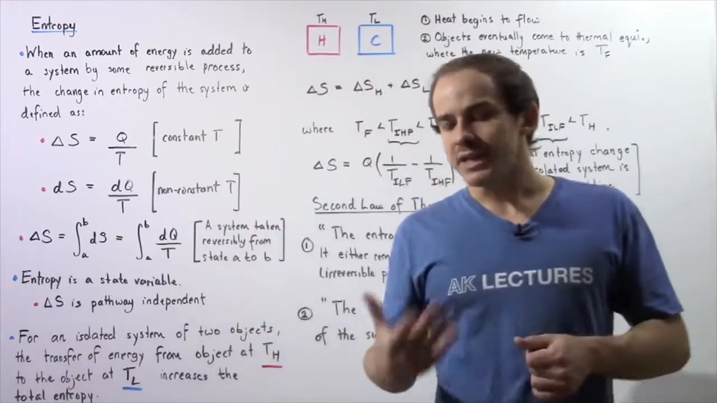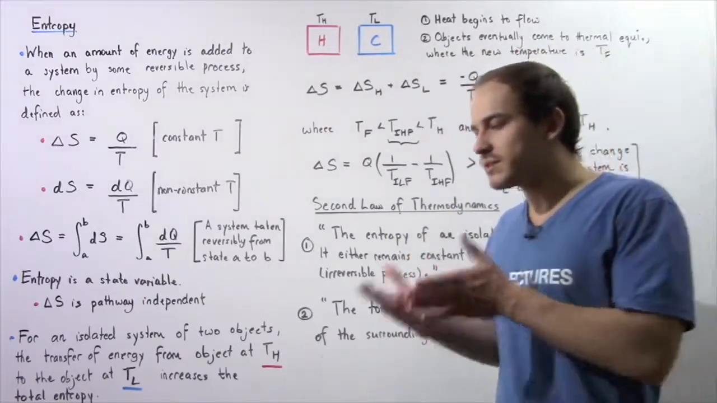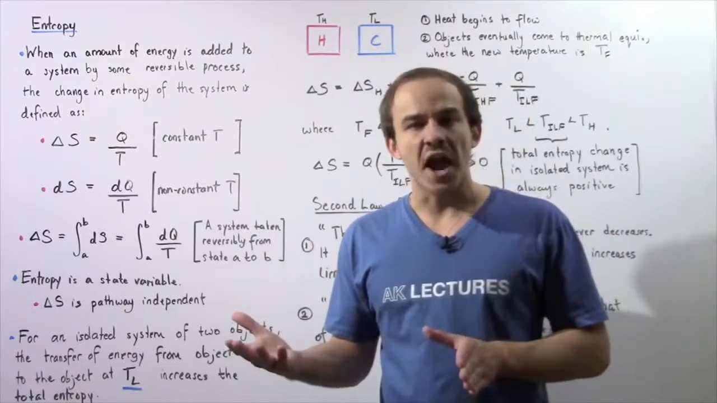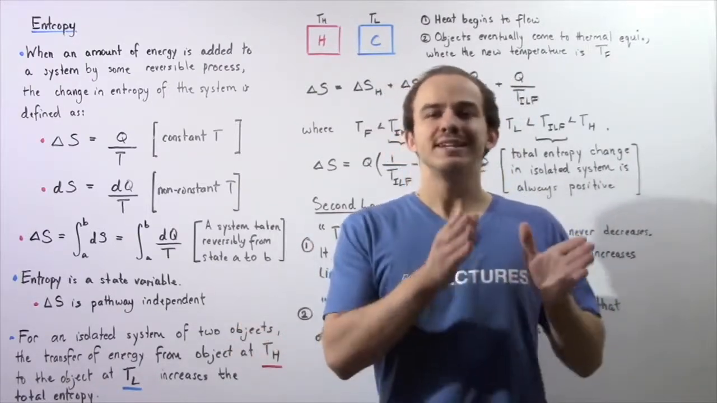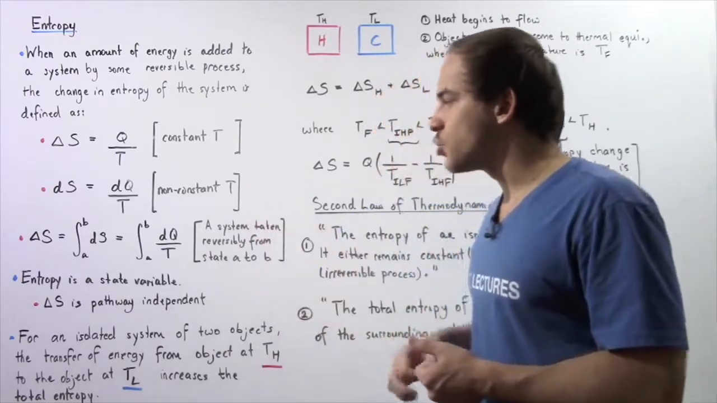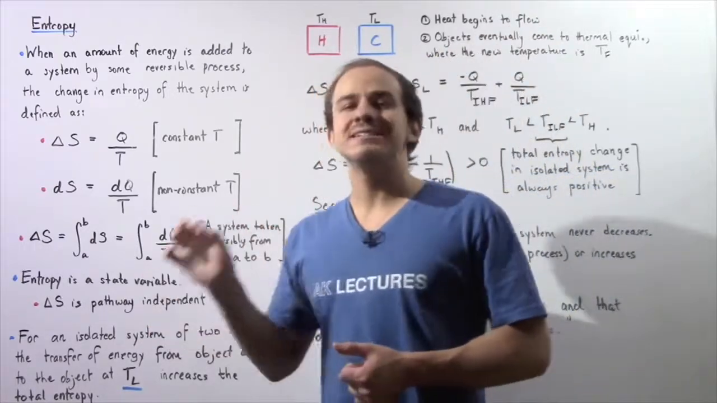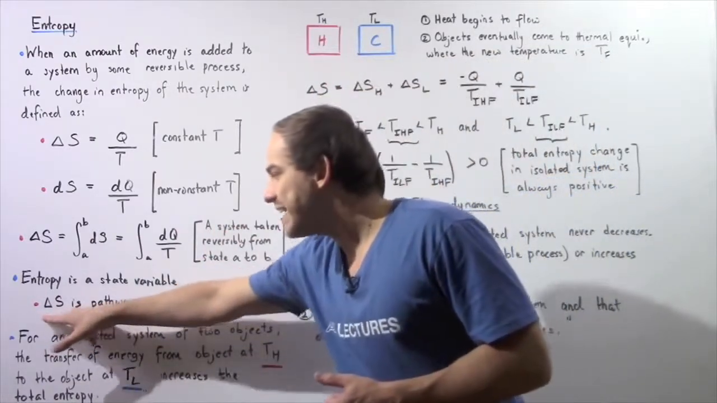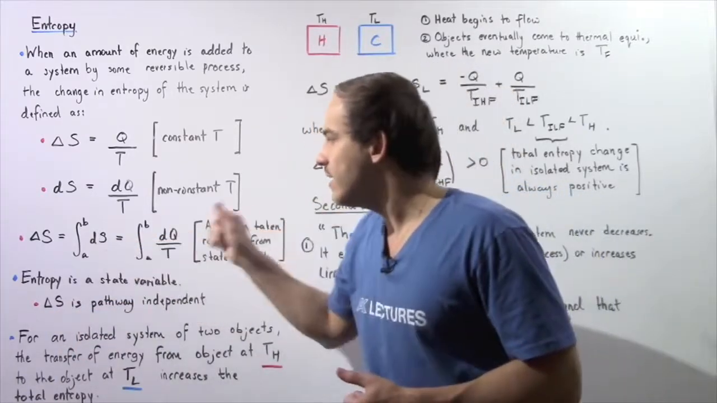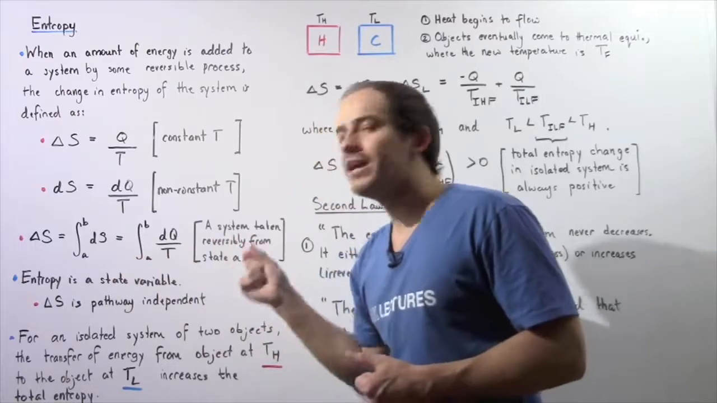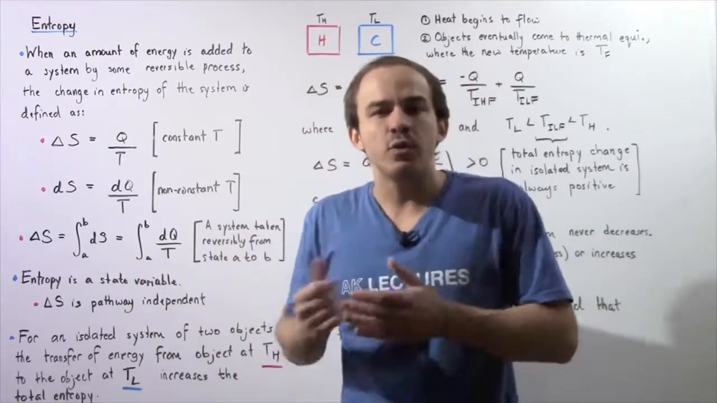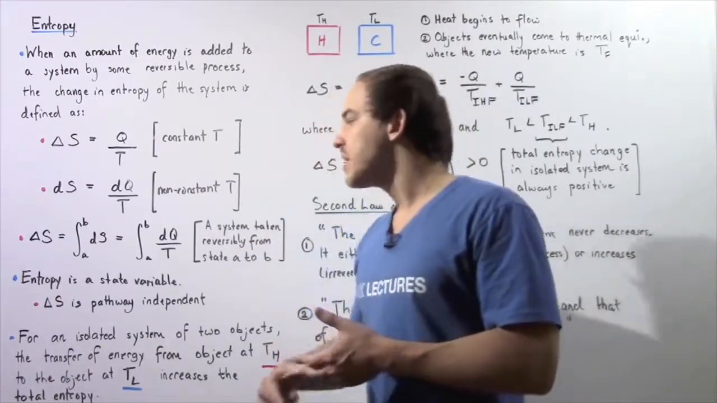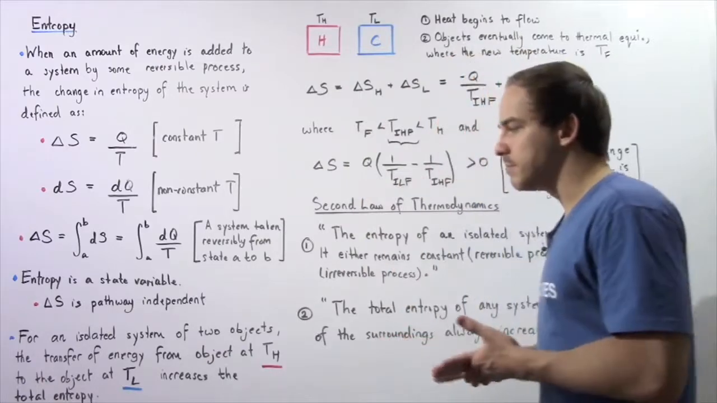Now, in the next lecture, we're going to discuss the fact that entropy is a state variable. We're going to see why it's a state variable, and we're also going to discuss what a state variable is. In this lecture, we'll just mention that entropy is in fact a state variable, and what that basically means is the change in entropy as we go from some state A to some state B is pathway independent. It doesn't matter how we go from A to B, the change in entropy will always be the same. So entropy is a state variable.